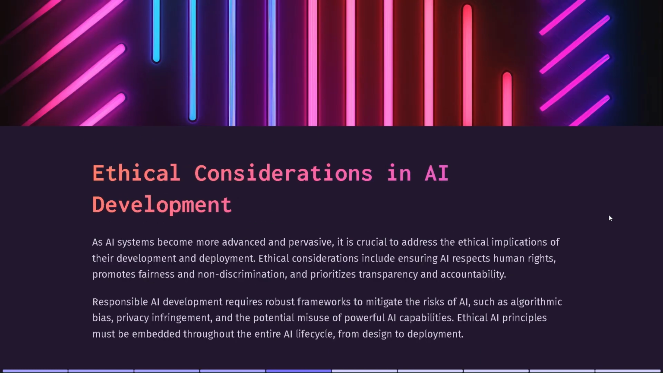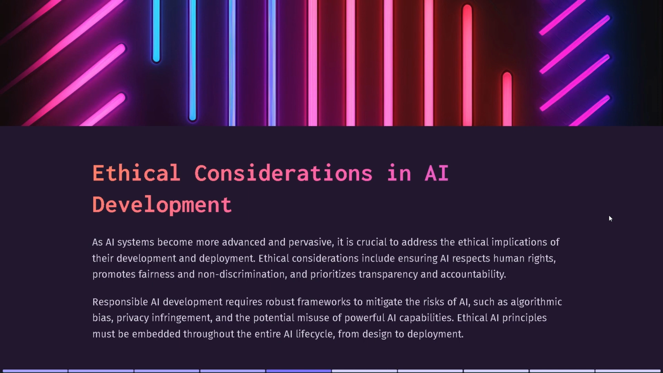Ethical considerations in AI development. As AI systems become more advanced and persuasive, it is crucial to address the ethical implications of their development and deployment. Ethical considerations include ensuring AI respects human rights, promotes fairness and non-discrimination, and prioritizes transparency and accountability. Responsible AI development requires robust frameworks to mitigate the risks of AI, such as algorithmic bias, privacy infringement, and the potential misuse of powerful AI capabilities. Ethical AI principles must be embedded throughout the entire AI lifecycle, from design to deployment.